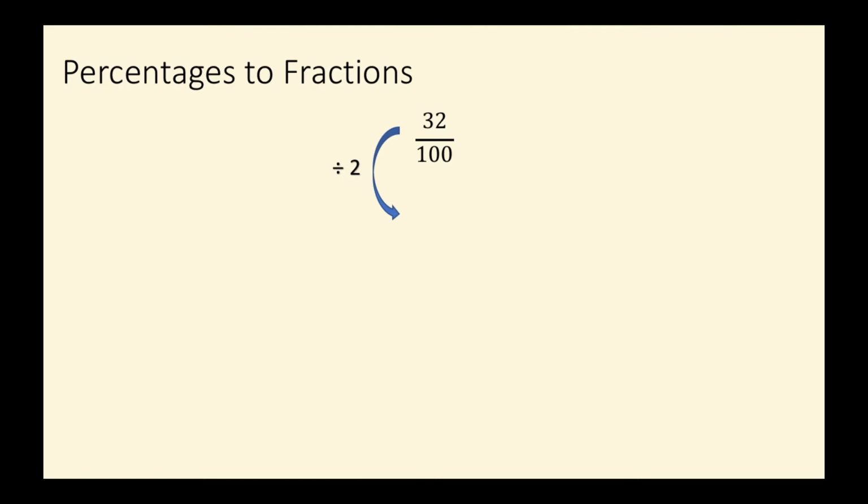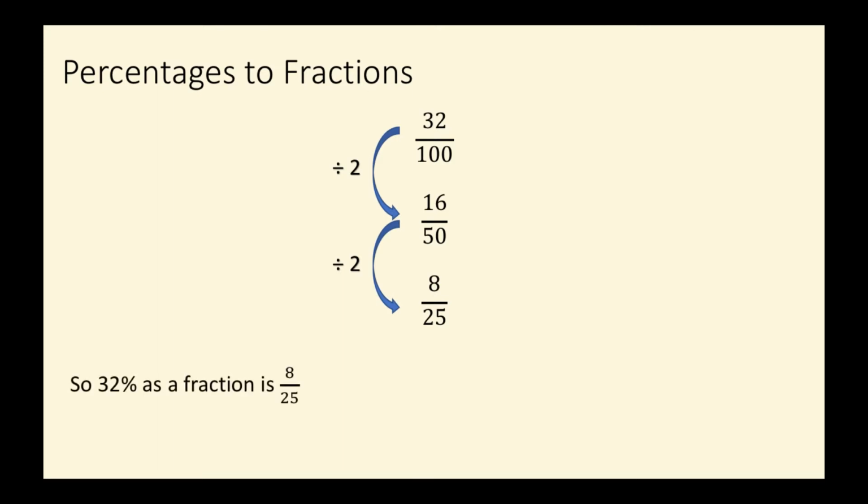32 divided by 2 is 16, and 100 divided by 2 is 50. Now they're again both even numbers, so I'm going to divide by 2 one more time. 16 divided by 2 is 8, and 50 divided by 2 is 25. I can't go any lower, no number goes into both 8 and 25. So 32% as a fraction is 8/25.